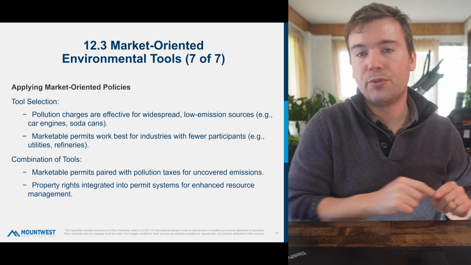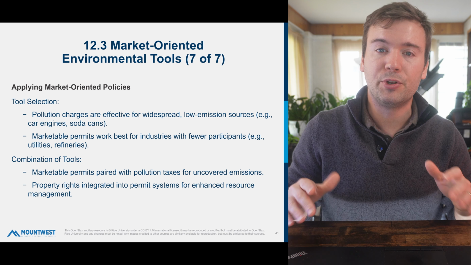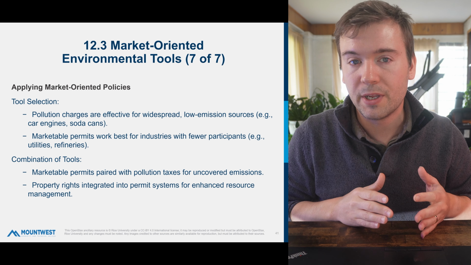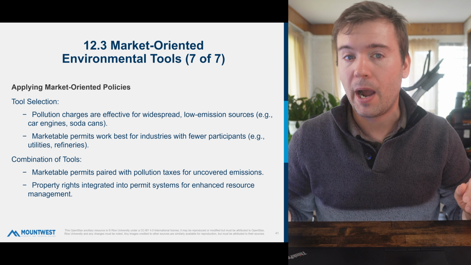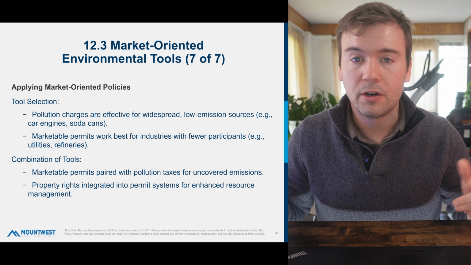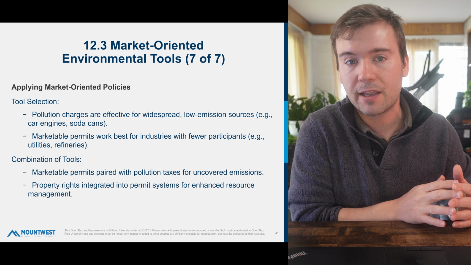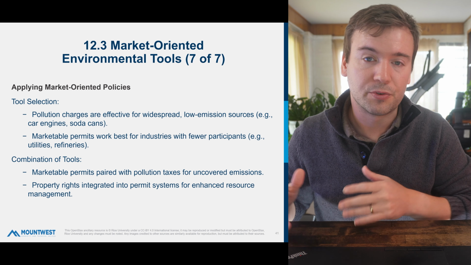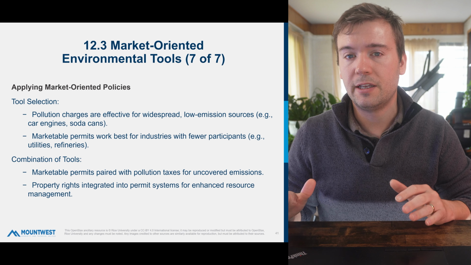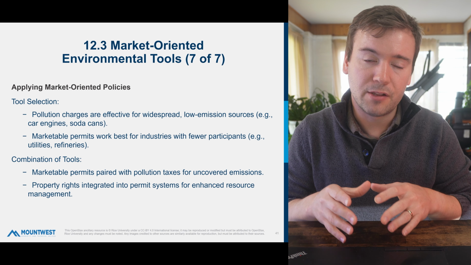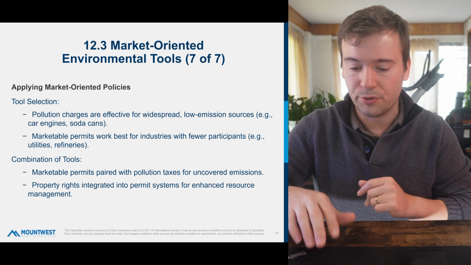It's also important to note that a combination of tools is also able to be effective. For example, you could do marketable permits and pollution taxes for emissions that are not covered by the permit system. Or you could integrate property rights management into the permitting systems, and that can help enforce the enhanced resource management. Ultimately, the choice and design of these market-oriented environmental tools needs to be tailored to the specific environmental problem and the characteristics of the polluting sources.